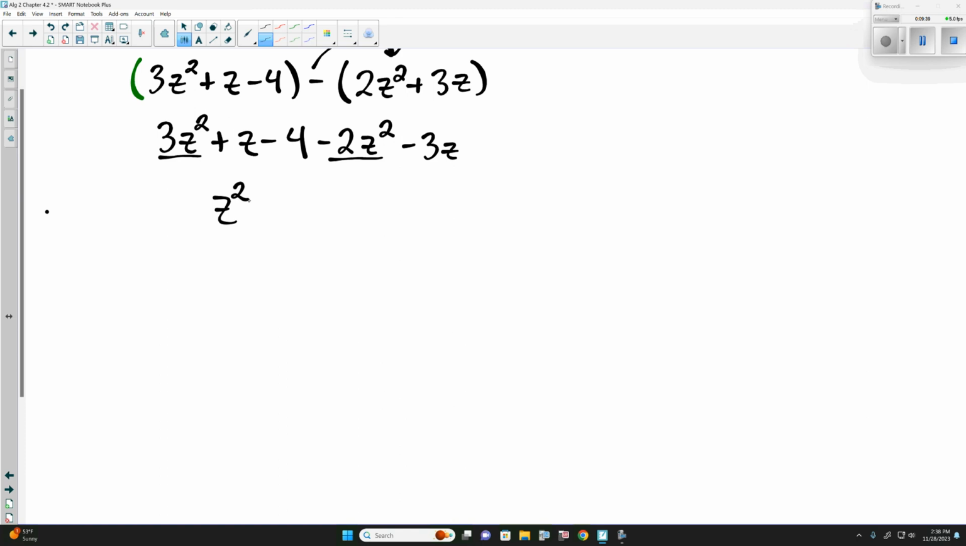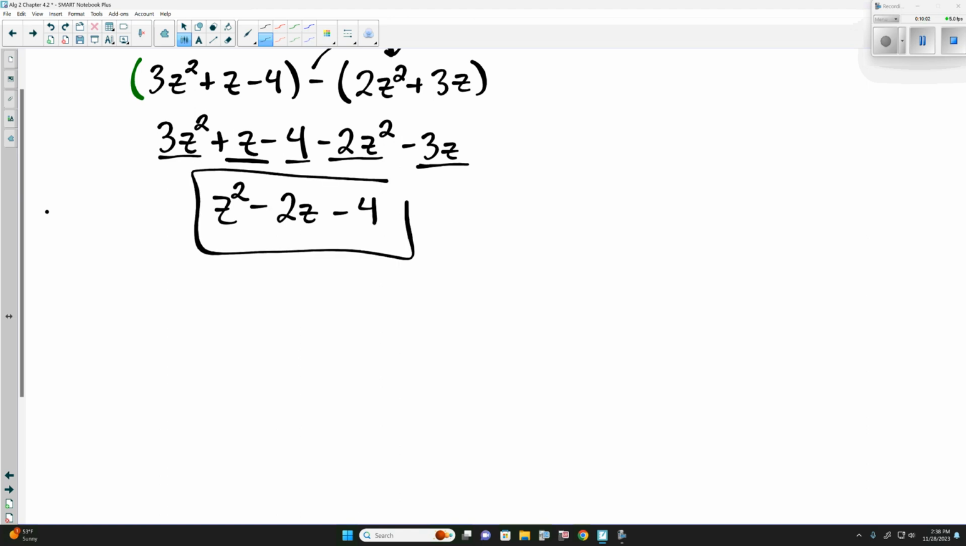Our next set of like terms are positive z and negative 3z. What is z minus 3z? Negative 2z, because we have 1z minus 3z. 1 minus 3 would be negative 2. And lastly, we have negative 4, which does not have any like terms. It's just negative 4. So the final answer is z squared minus 2z minus 4.